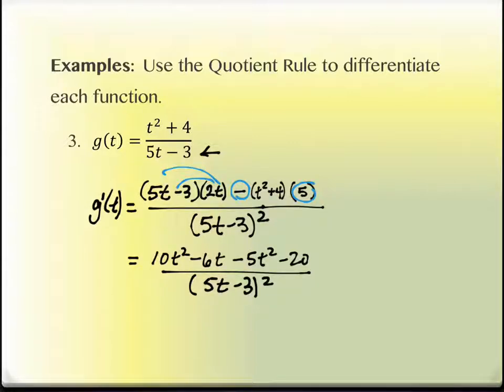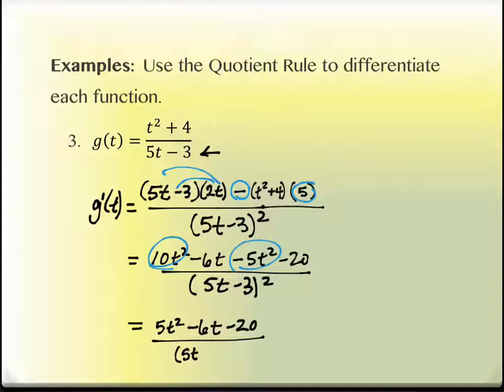Any questions about the simplification? Not sure where something came from or anything like that? Okay, combining like terms, what do you see that would combine in the numerator? Yep, 10t squared and negative 5t squared, so I would get 5t squared, right? And then the other two pieces don't combine, so I have minus 6t minus 20.